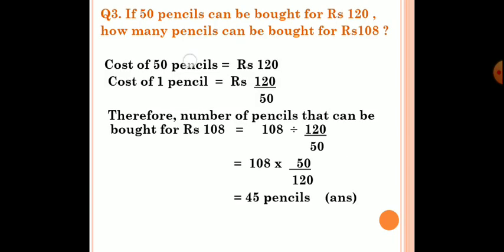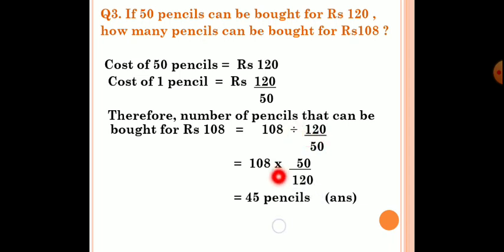Next, question number 3. If 50 pencils can be bought for rupees 120, how many pencils can be bought for rupees 108? So let us find the cost price of one pencil. So cost of 50 pencils is equal to rupees 120. So cost of one pencil is 120 divided by 50. Now to find how many pencils can be bought by 108 rupees, what we need to do is 108 divided by the cost of one pencil. So 108 divided by cost of one pencil, which is 120 divided by 50.